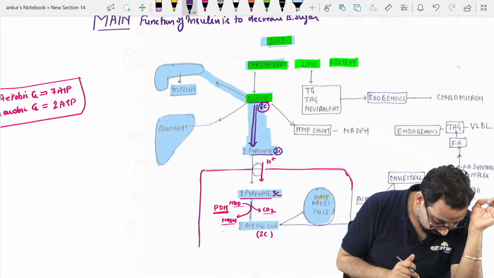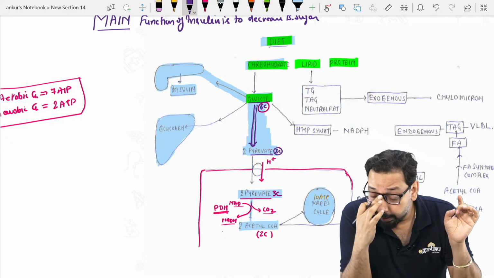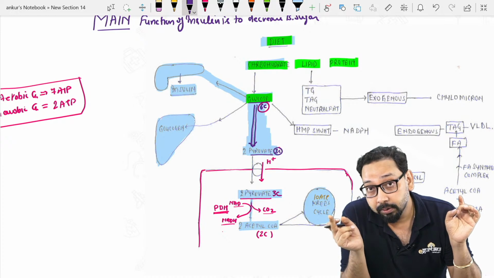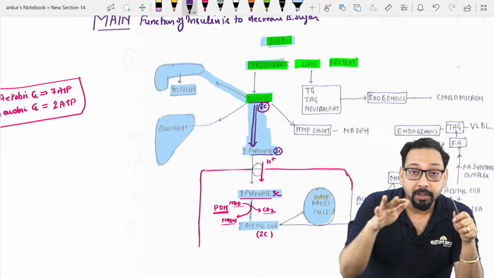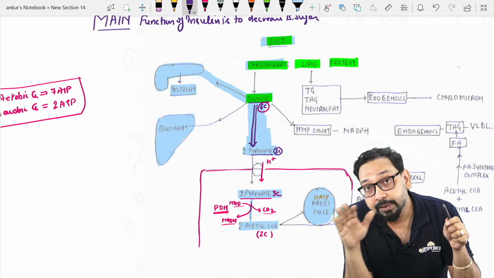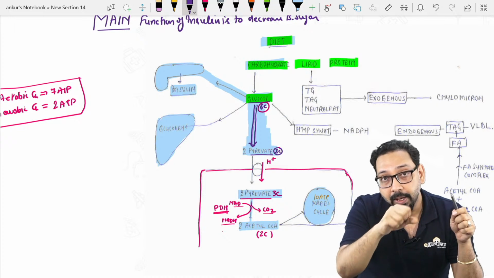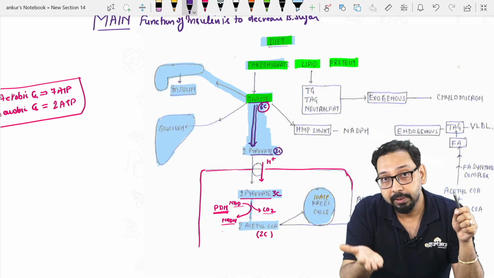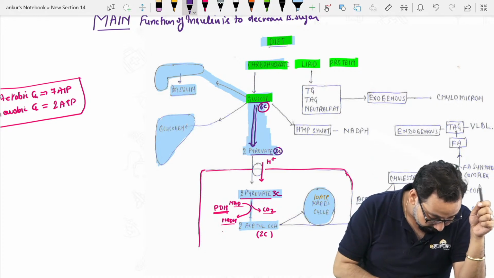So please do reply. Blood glucose will decrease or increase? If I increase glycolysis, cell will take more and more glucose from blood and will divert towards pyruvate synthesis. So blood glucose will decrease or increase? Decrease. Good.